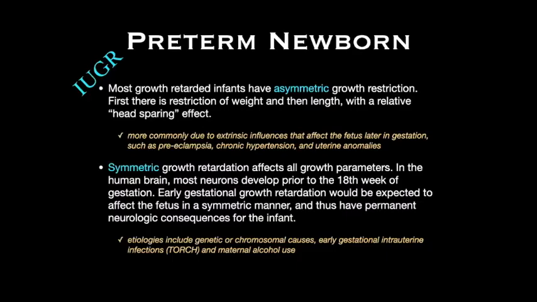So a preterm newborn may also have IUGR, as we've mentioned, or intrauterine growth retardation. Most growth retarded infants have asymmetric growth restriction. First, there is restriction of weight and then length with a relative head sparing effect. Examples of this would be due to extrinsic influences that affect the fetus later in gestation, such as preeclampsia, chronic hypertension, and uterine anomalies.